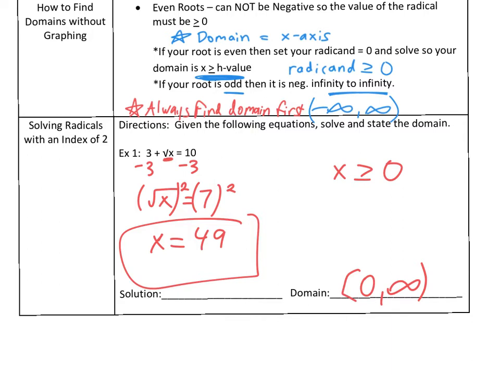Questions on that? Why did you put the domain as 0 and infinity? Because x is greater than or equal to 0. So when you write that in interval notation, it starts at 0 and it goes to infinity. Yep, good question. Okay, number 2.